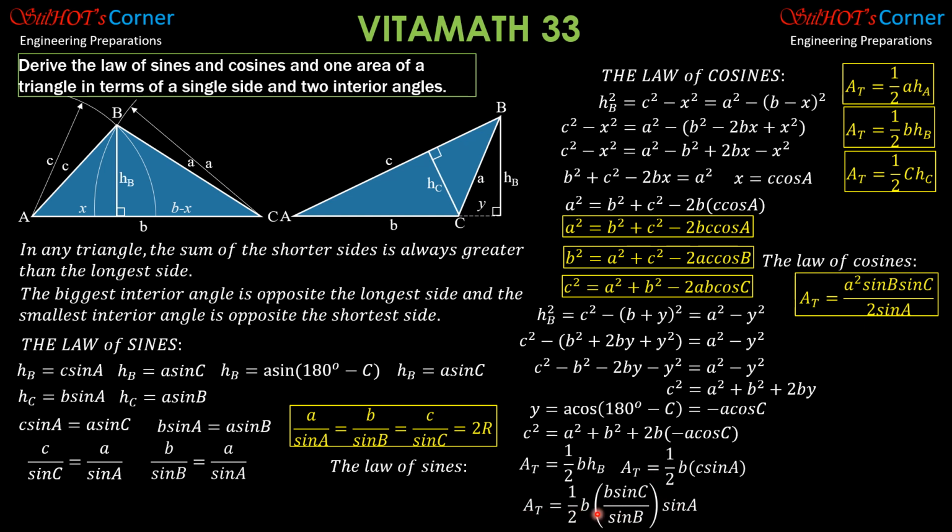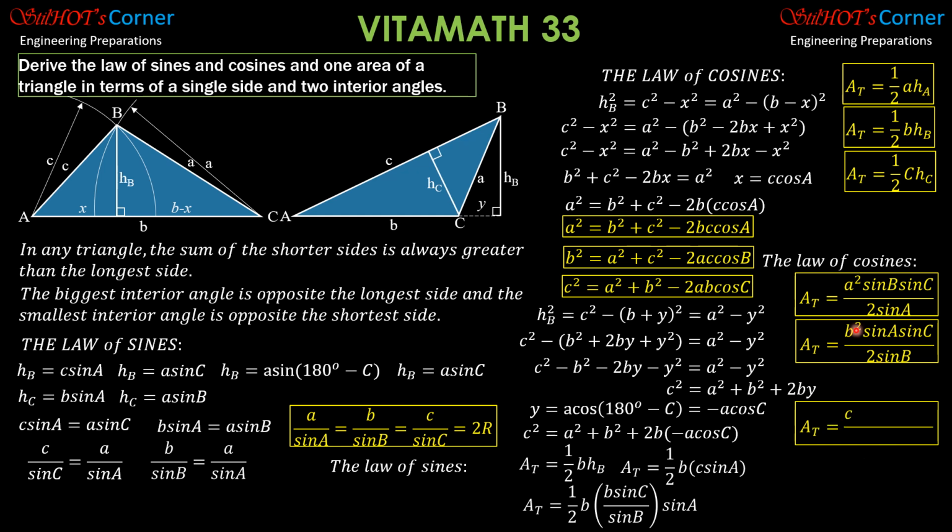So this is the second formula, B square sine angle A sine angle C, where A and C are angles adjacent to B, then divided by 2 sine angle B, where B is the angle opposite to that side B. So area of triangle is also B square sine angle A sine angle C over 2 sine angle B. Then finally, in terms of side C, C square sine angle A sine angle B over 2 sine angle C. So that's the area of triangle.